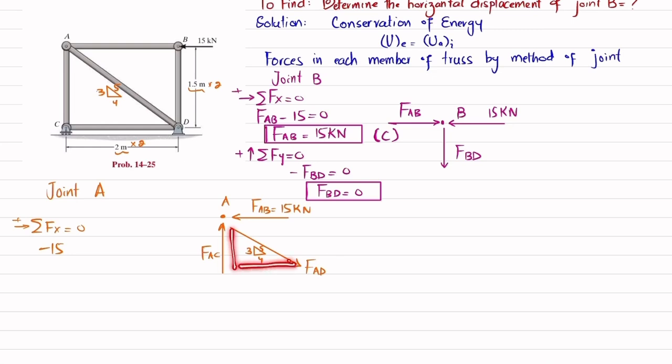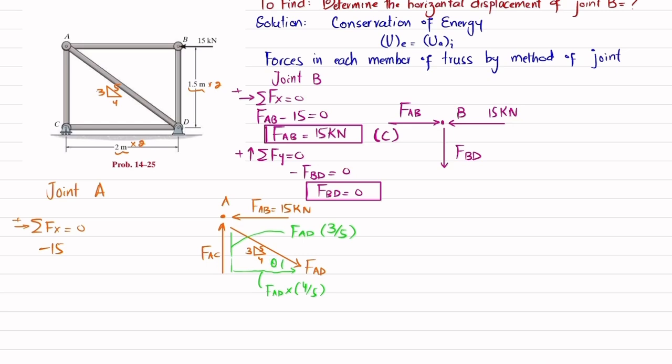One is this one, another one is this one. So I will draw it by using two colors, different color. One is this component and the other one is this component. This component will be equal to FAD into 4 over 5. Clear? And this component is equal to FAD into 3 over 5 because this is perpendicular.